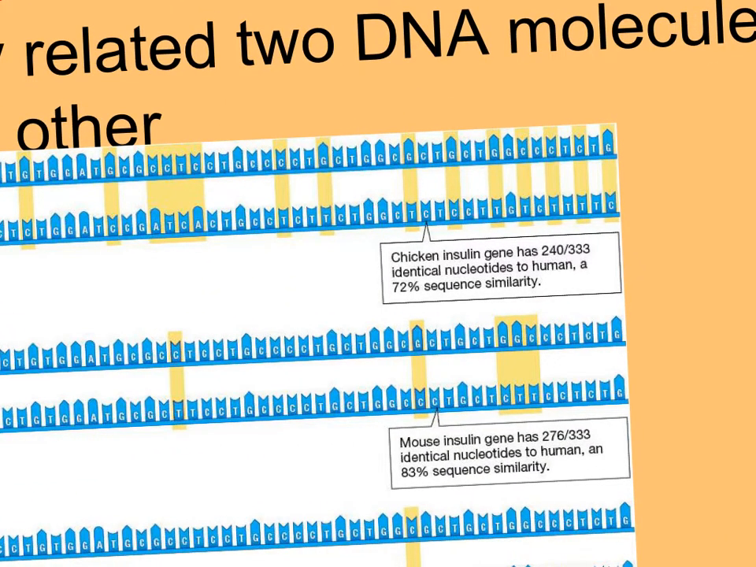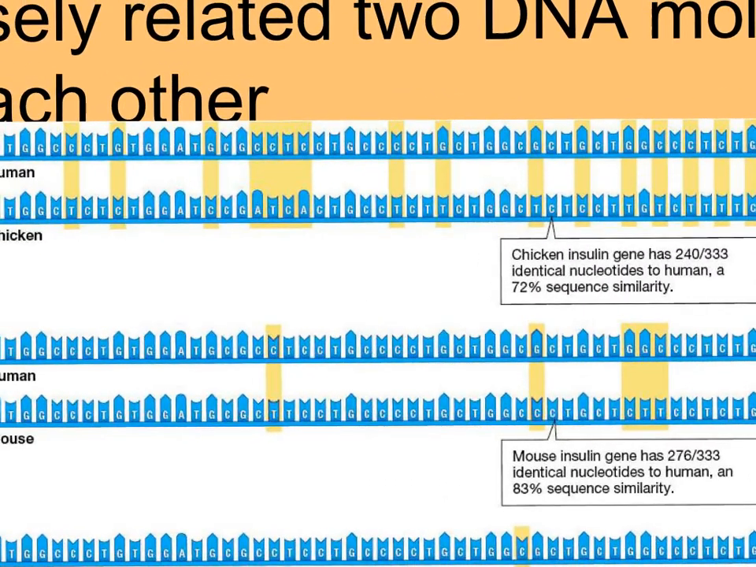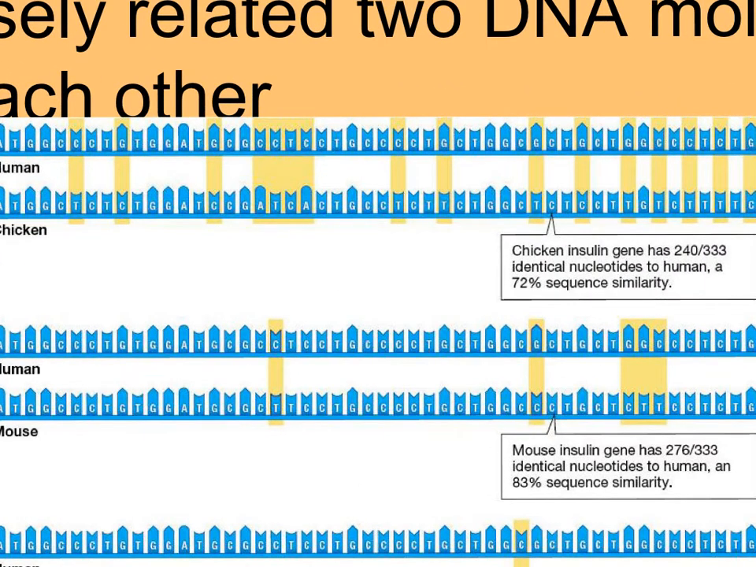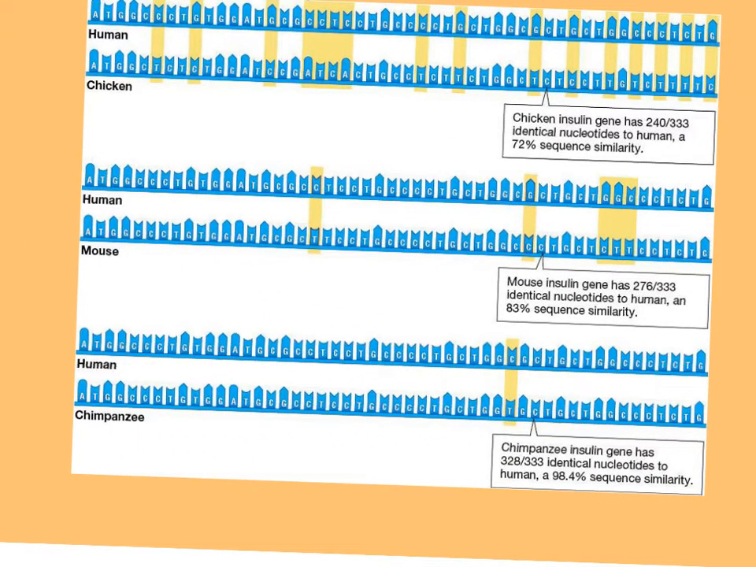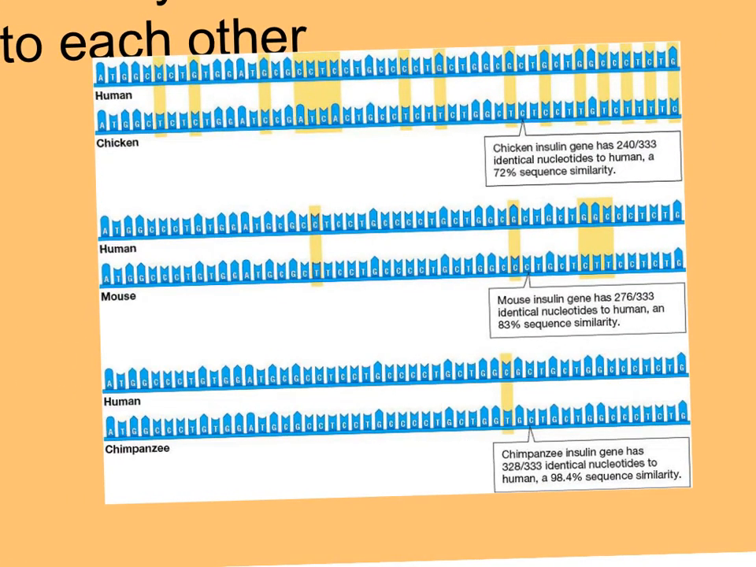So here we have chicken insulin genes, mouse insulin genes, and chimpanzee insulin genes. And we can see, in terms of humans and chickens, 240 out of 333 nucleotides are the same, that's 72% similarity. Humans and mouse is 276, that's 83%. So we're more similar to a mouse, where a mouse and a human are, of course, mammals.